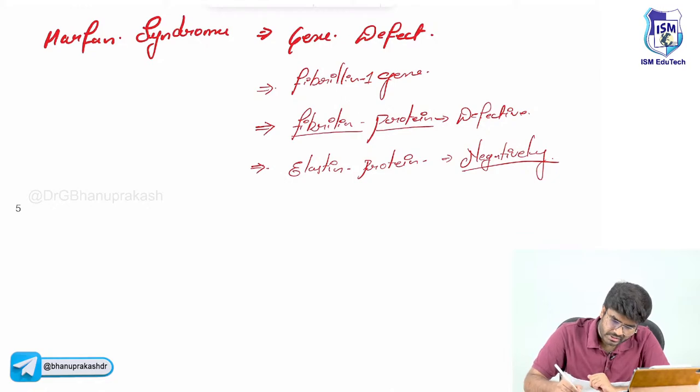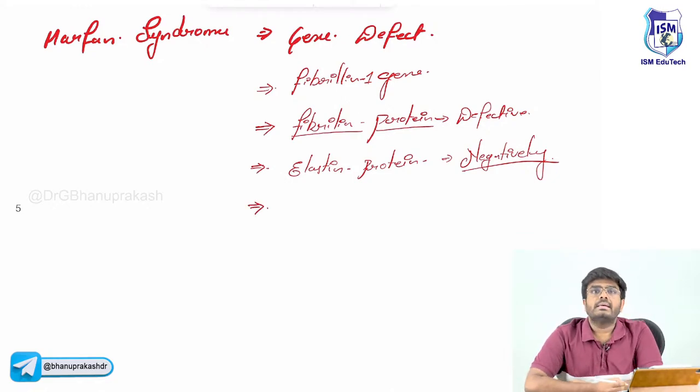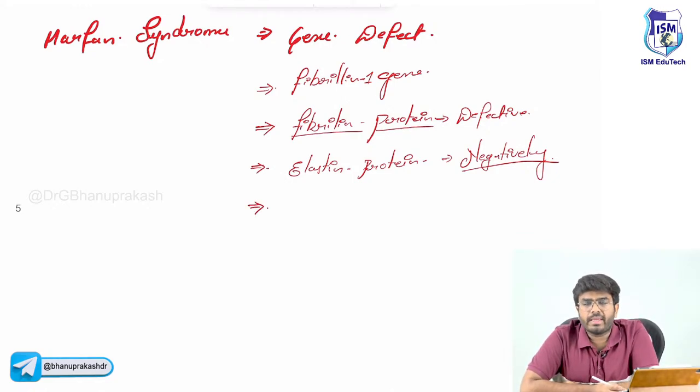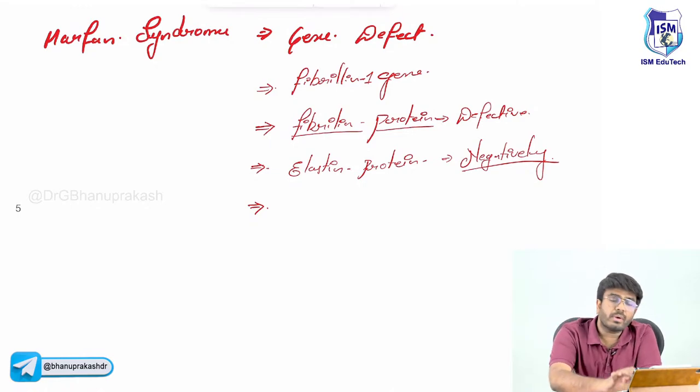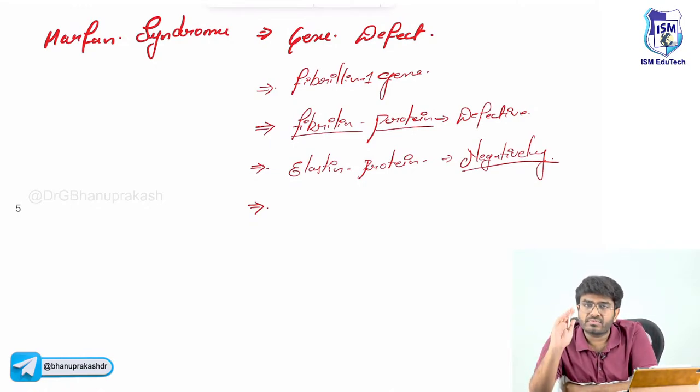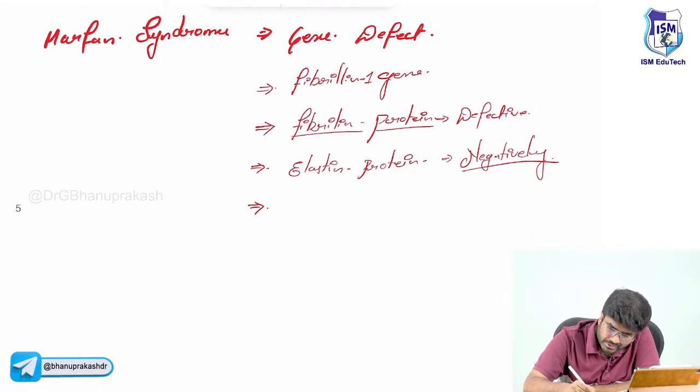Now in this condition, what else you should know for your exams is that in Marfan syndrome, this fibrillin actually controls the levels of transforming growth factor beta. The transforming growth factor levels are controlled by the fibrillin. Now in this condition, the fibrillin gene is defective and the fibrillin is not there. What happens to the transforming growth factor beta levels?